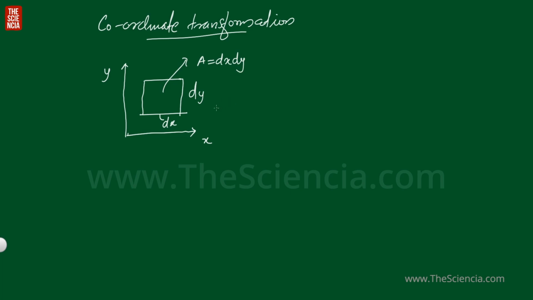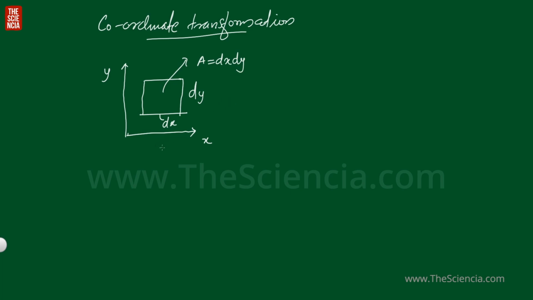Okay, let us consider a Cartesian coordinate system. So it is xy coordinate system, and I am considering a rectangle area in this coordinate system. That is, if this side is dx and this side is dy, then the area A will be equal to dx dy. Everyone knows these things, right?